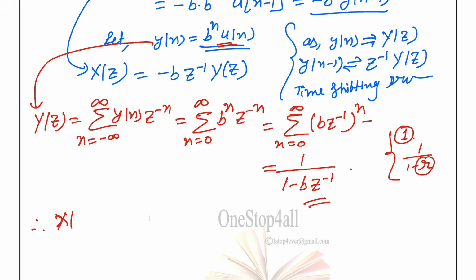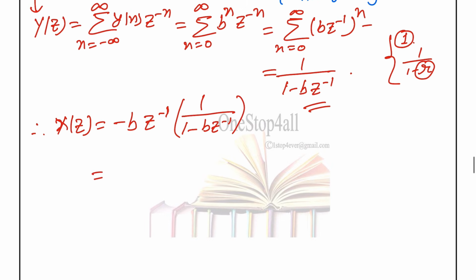Therefore, x of z will be equal to minus b into z inverse into y of z. Y of z means 1 by 1 minus b into z inverse. So, this will be equal to minus b z inverse by 1 minus b z inverse. So, this is your answer for this question.